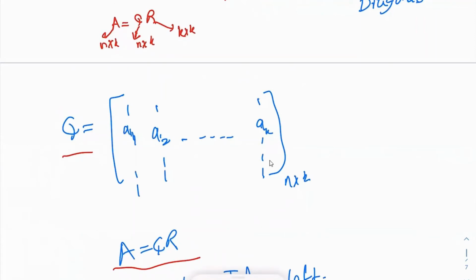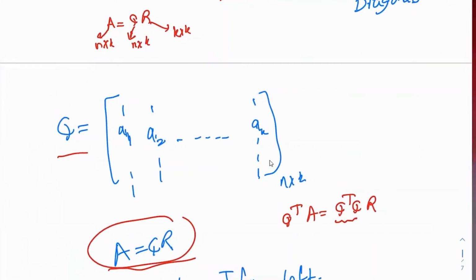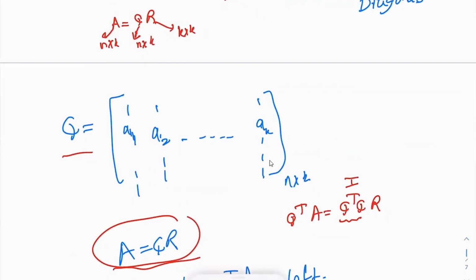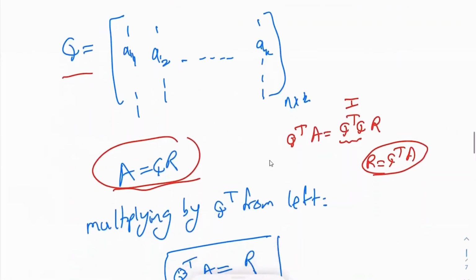That's what you start with. We know that Q has orthonormal columns. Remember the properties that we introduced before? I'm going to multiply this equation by Q transpose from the left side. What I get is Q transpose A is equal to Q transpose Q R. Okay? What is this Q transpose Q? It is equal to identity, right? And therefore R is equal to Q transpose A. It can be easily found. Okay?